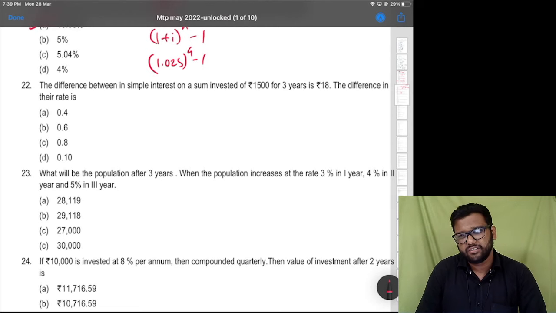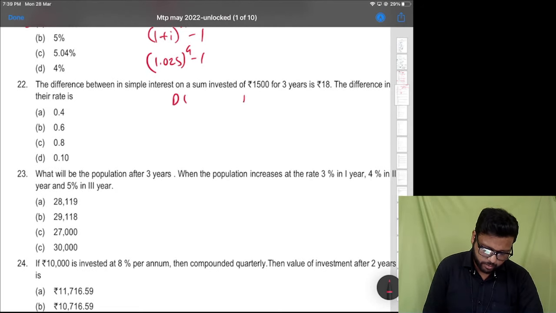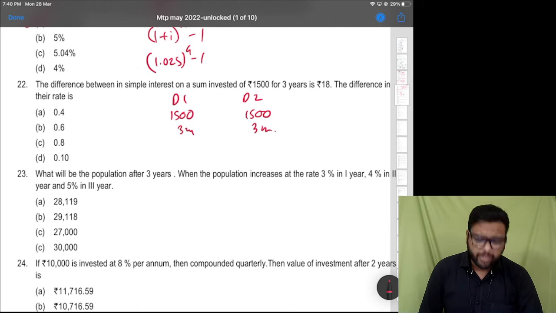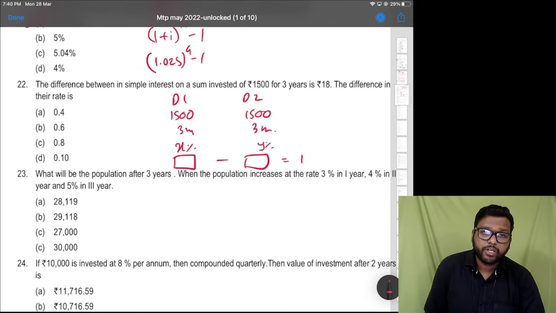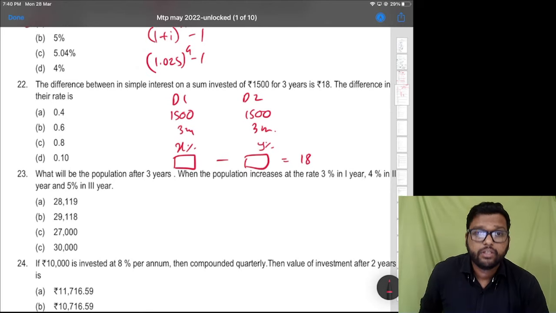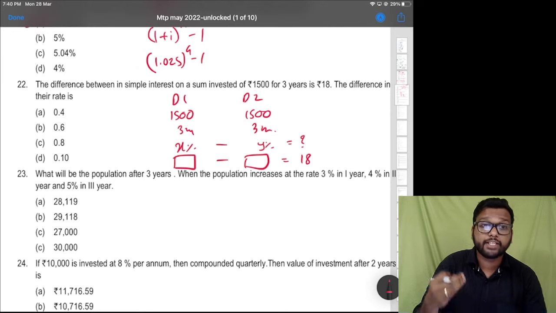But maybe they are saying that there are 2 deposits. Okay, 2 deposits of simple interest. Deposit 1, deposit 2. We invested 1500 both places for 3 years. Some rate we don't know, x percent, y percent. So simple interest obviously we don't know. Whatever was simple interest, difference between that simple interest was 18 rupees. So they are asking what is difference between the rate. That is what the question was.